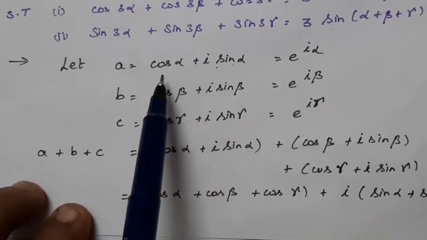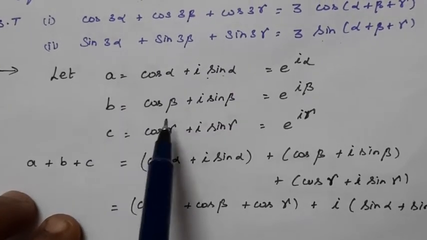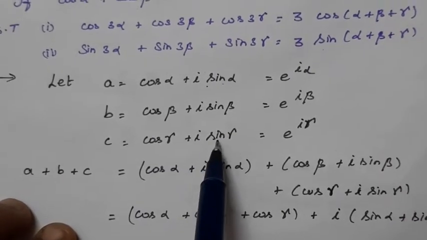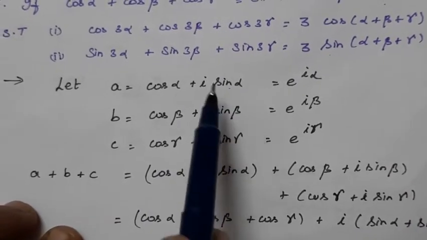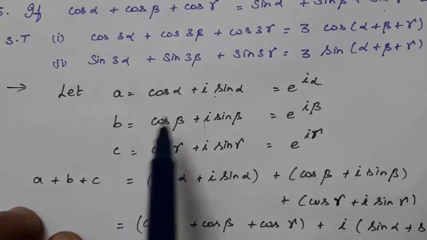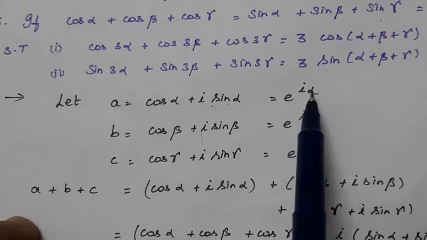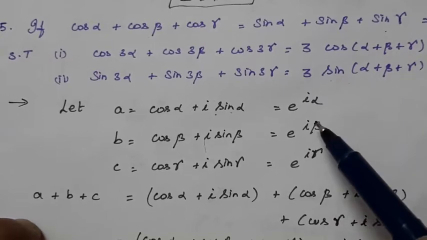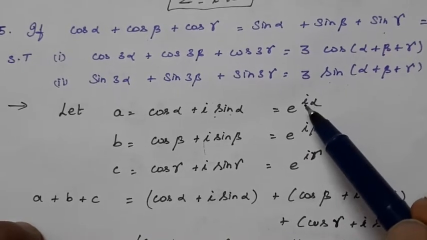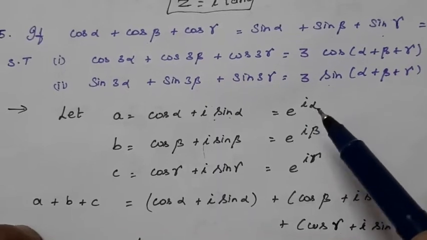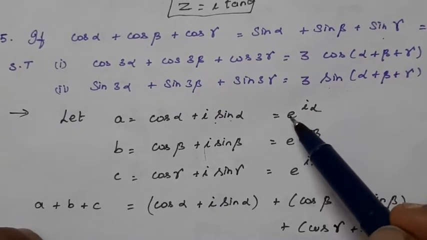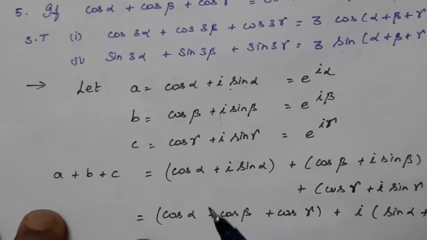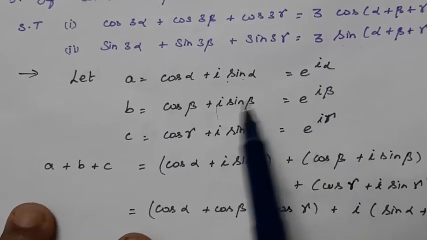So, to do this problem, you have to assume cos alpha plus i sin alpha to be a, and you have to consider cos beta plus i sin beta, cos gamma plus i sin gamma, and represent these three complex numbers as a, b and c. It can also be expressed as e power i alpha. I have already told that this Euler form is used when you want to multiply complex numbers and find out the power. Instead of using the rectangular form, the polar form and Euler form make the calculation easy.